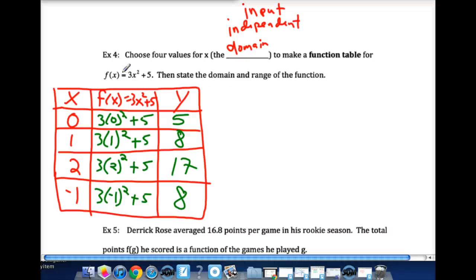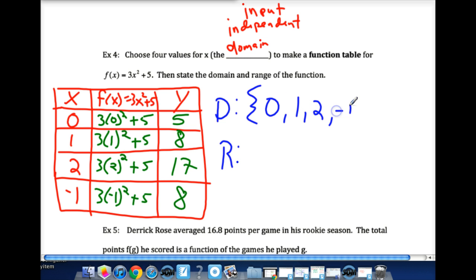All right, let's state the domain and the range. Easy now. Now again, what's the domain? 0, 1, 2, negative 1. Excellent. Henning, what's the range? 5, 8, 17, 8. Or not 8 again, don't write it again. Very good. 5, 8, 17. Since 8 is repeated in the range, we don't write it.